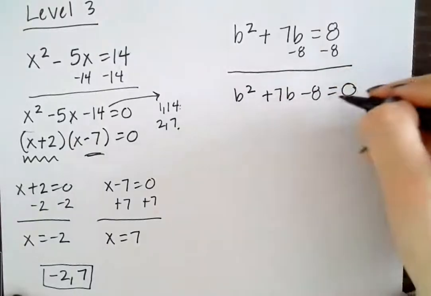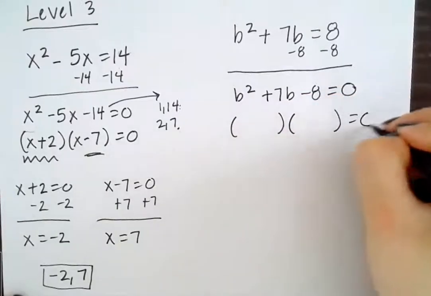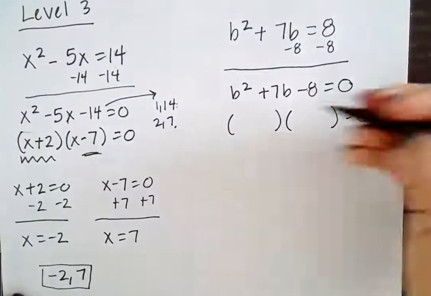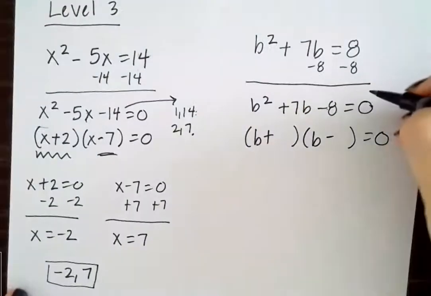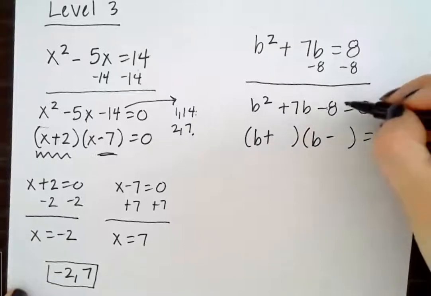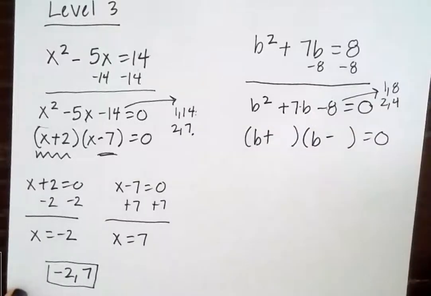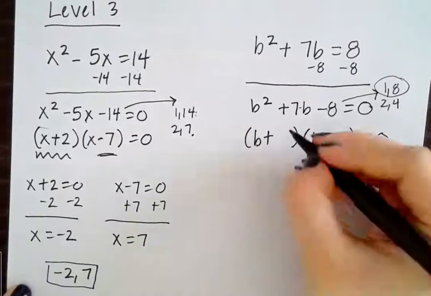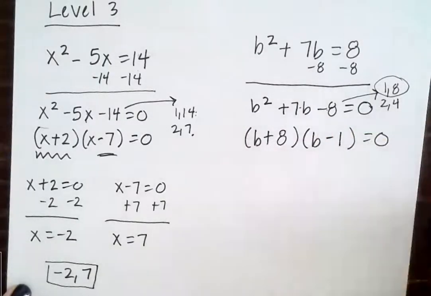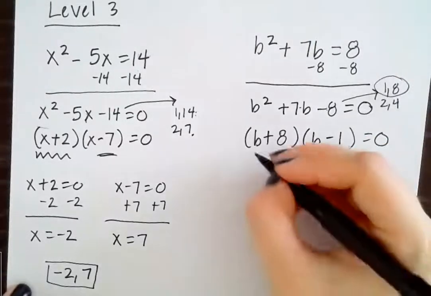Now we need to factor this. I want to multiply to a negative number, so I'm going to have a b plus and a b minus. What are some ways to multiply to 8? I have 1 and 8 and 2 and 4. Which ones have a difference of 7? 1 and 8 do, but I want it to be a positive 7, so I want my 8 to be positive, my 1 to be negative, because 8 minus 1 is 7.